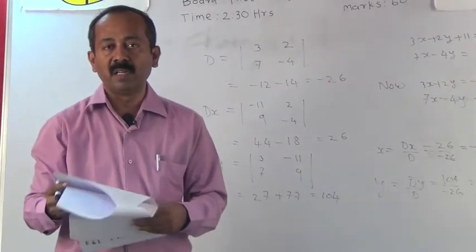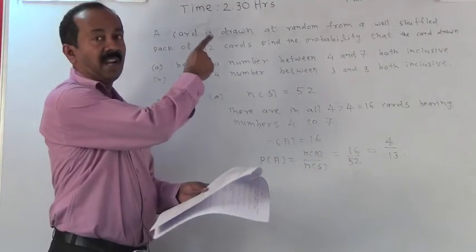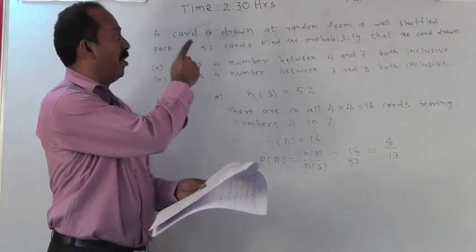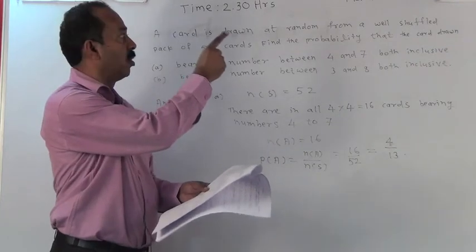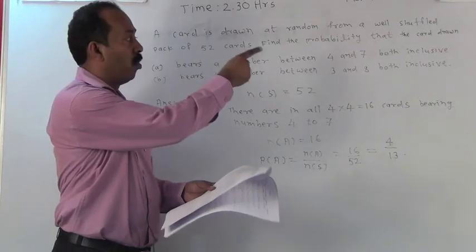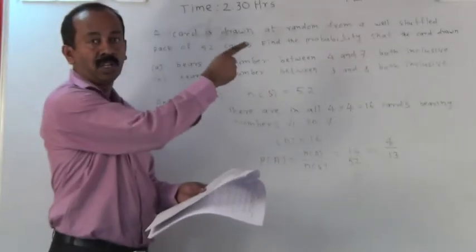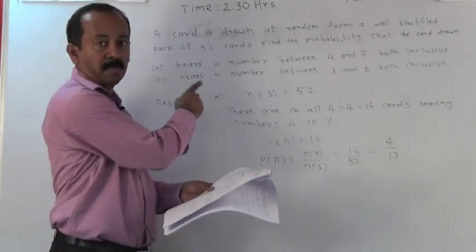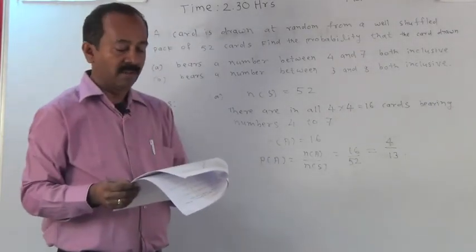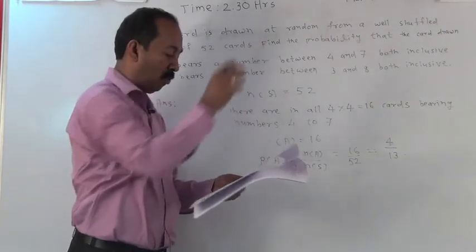the given simultaneous equations. Question 4. A card is drawn at random from a well shuffled pack of 52 cards. Find the probability that the card drawn A, bears a number between 4 and 7, both inclusive. B, bears a number between 3 and 8, both inclusive. So let us go for first part A. One card can be drawn out of 52 cards in 52 ways. So number of sample points is 52.